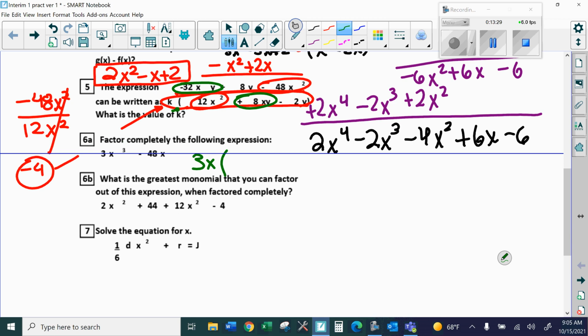Well, if you're not sure, you can just divide each term by 3x, and that's the answer that goes inside parentheses. So 3x cubed divided by 3x, you should know that is x squared, because you're subtracting your exponents. 3 minus 1. I got more in the numerator than the denominator. How many more do I have? 2 of them. And the x's cancel here, and negative 48 divided by 3 is negative 16.